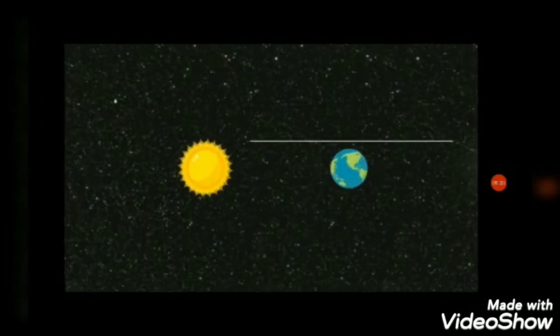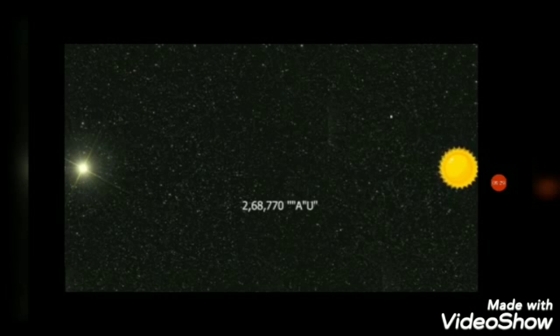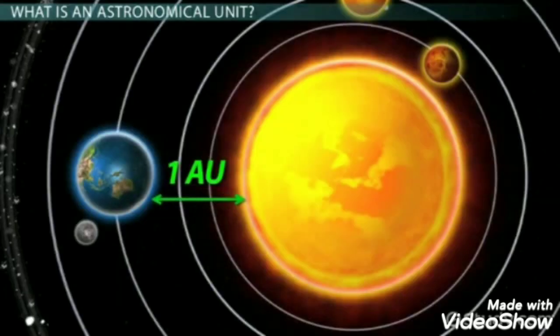The distance between Sun and planets, or between different planets, is measured in astronomical units. Neptune is one of the planets in our solar system. Its distance from the Sun is around 30 AU. If we compute the distance between Alpha Centauri and our Sun, it comes out to be 2,68,770 AU. The average distance between the Sun and the Earth is called 1 AU, which is equal to 1.4 into 10 power 11 meters.